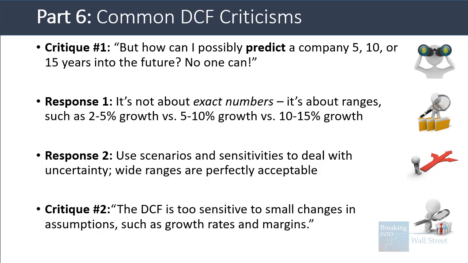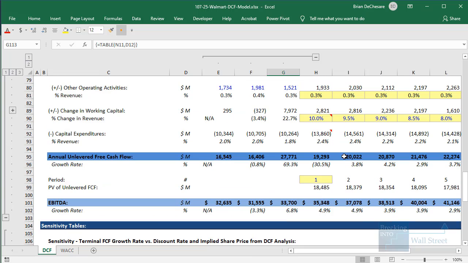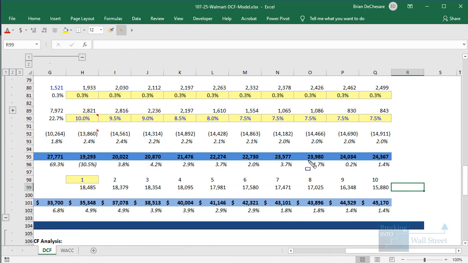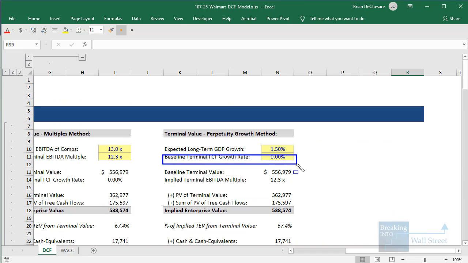A second criticism is that the DCF is too sensitive to small changes in assumptions such as growth rates and margins. My first response here is that, are you sure you are using reasonable assumptions? Is the final year free cash flow growth rate close to the terminal growth rate? Because in a lot of cases when this happens, what's actually going on is that the growth rate at the end here, we have around 1 to 2%, is very different from the growth rate up here, the terminal free cash flow growth rate. So that's the first thing that you want to check.